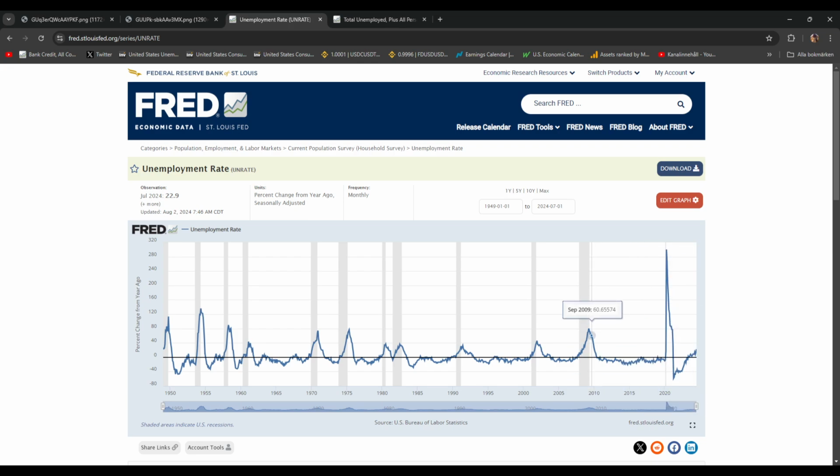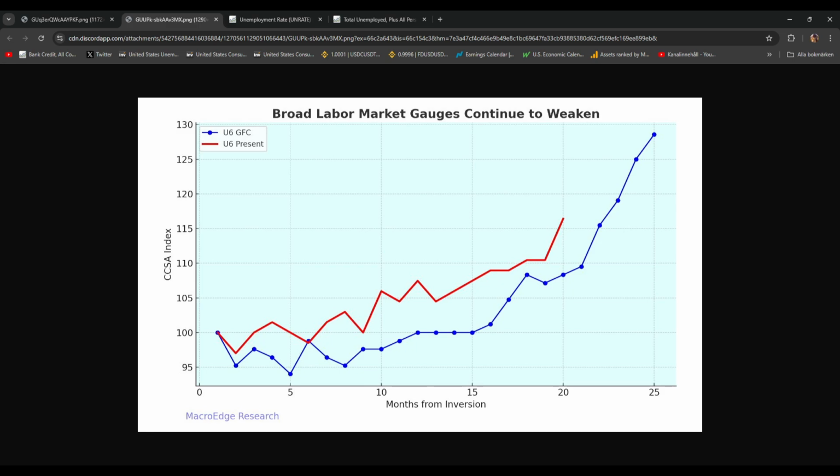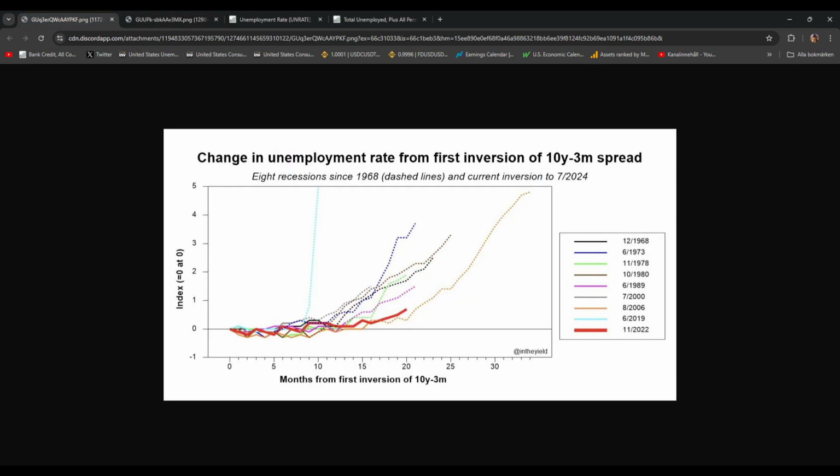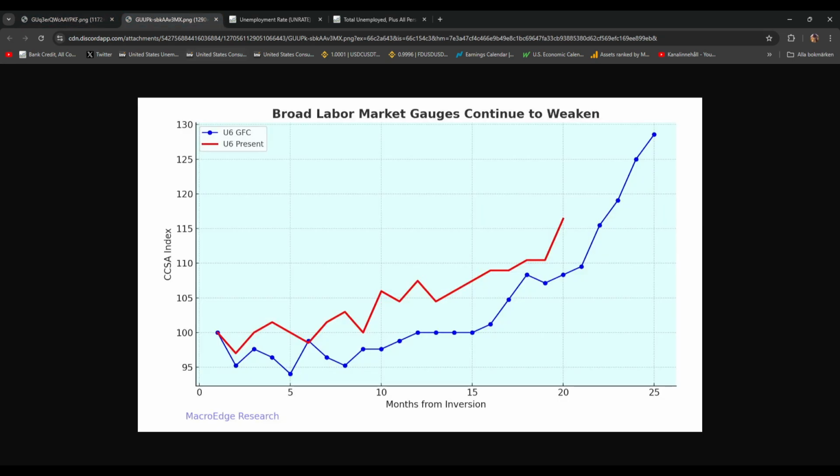You're in a recession, recession, recession. There's 1, 2, 3, 4, 5, 6, 7, 8, 9, 10, 11, 12 recessions here. Every single time this happens, you're in a recession. More often than not, you're actually in the middle of it. Now let's look at this. This is what I wanted to primarily focus on in this video.